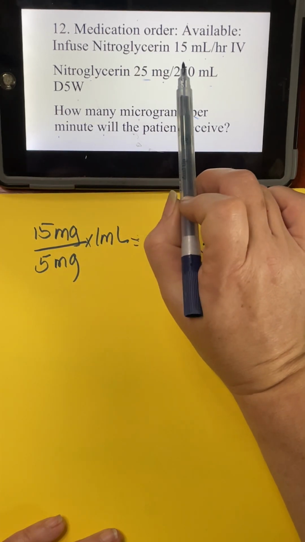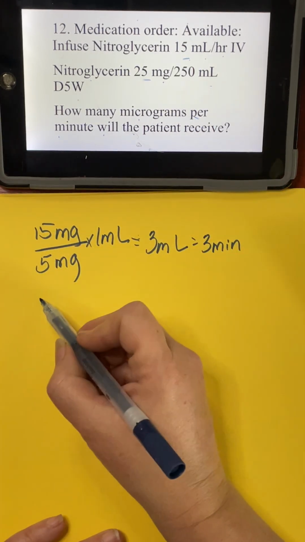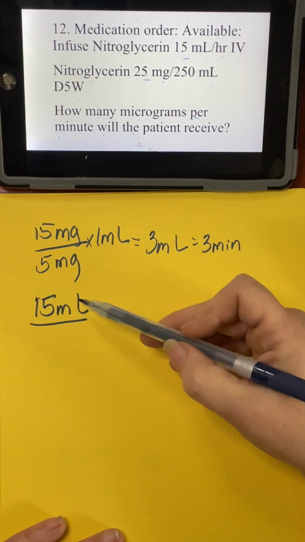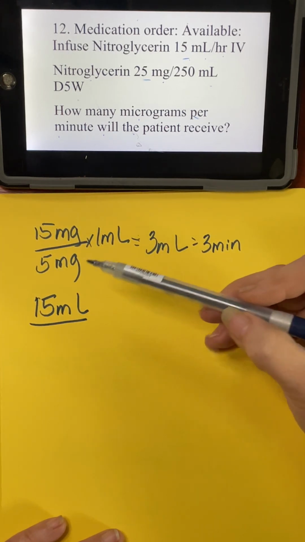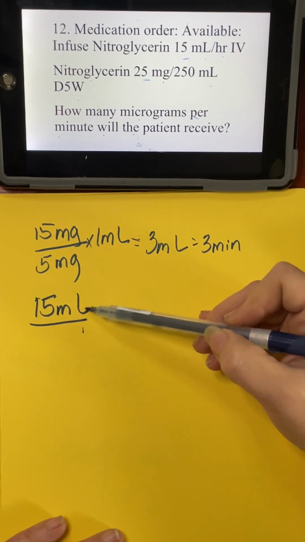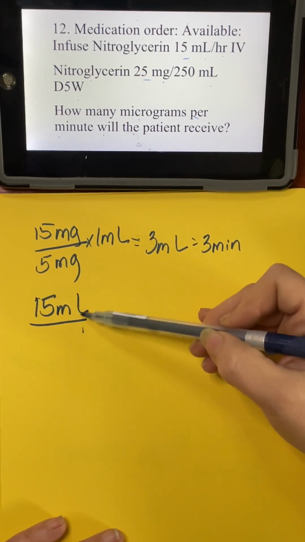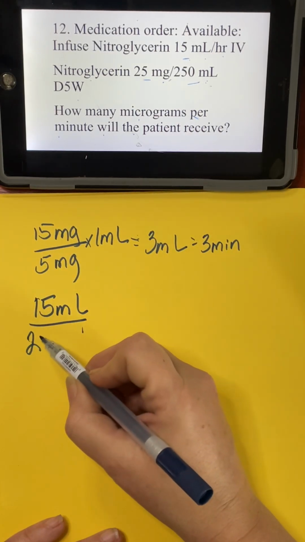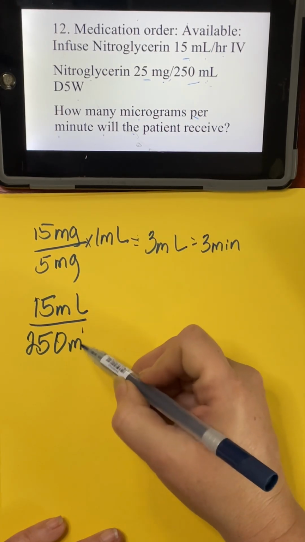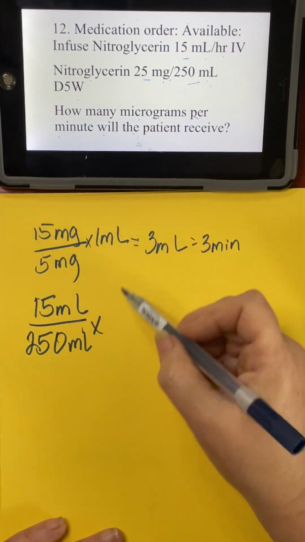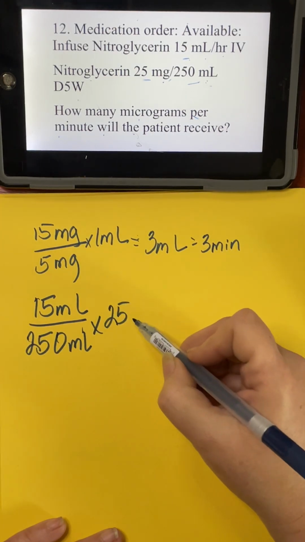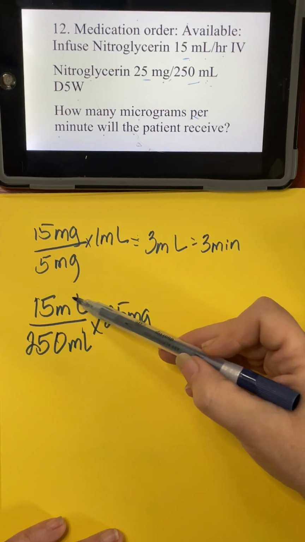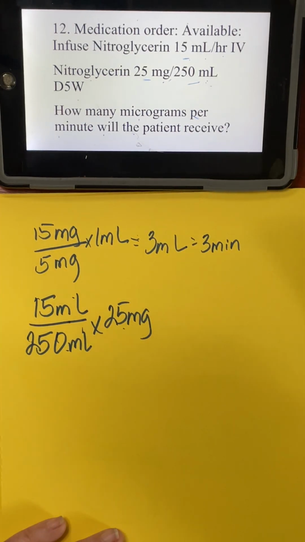So what he wants is for them to get 15 milliliters an hour. And so that's going to be our dose ordered, and we can use that. But to go in this fraction, they got to have the same last name. So what do I have that is milliliters? I got 250 of them. 250 milliliters, how does that come? With 25 milligrams in it. And we're going to do this math. This divided by that times that.